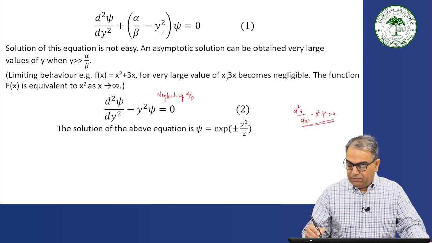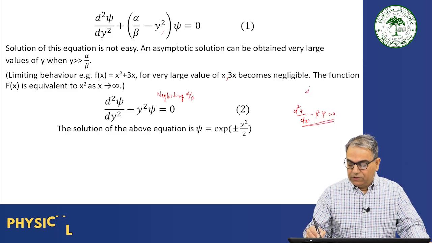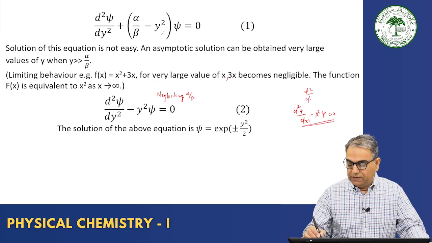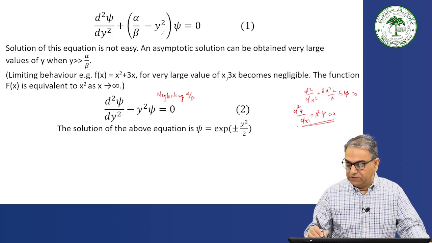If you remember, what was the solution? d square psi by dx square plus 8 pi square m by h square (E minus V) psi is equal to 0. This was the equation. Okay. So we suppose that 8 pi square m E by h square is k square, and this was the solution, d square psi by dx square plus k square psi is equal to 0, and for this we found the solution.